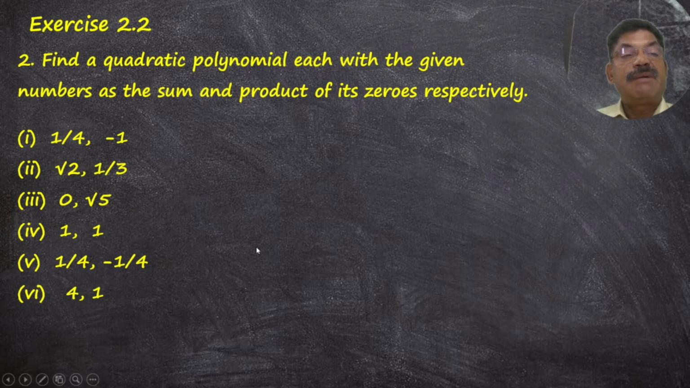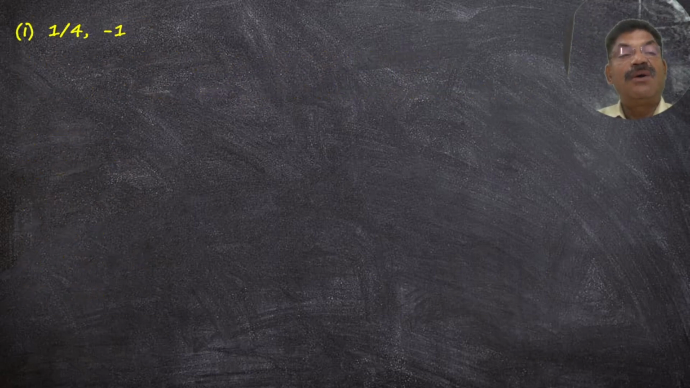Now this is the second problem of exercise 2.2. Find a quadratic polynomial each with the given numbers as the sum and product of its zeros respectively. So we have to find a quadratic polynomial. So let us see how. The first problem: 1 by 4, minus 1. Sum of the zeros is equal to 1 by 4. Product of the zeros is equal to minus 1.